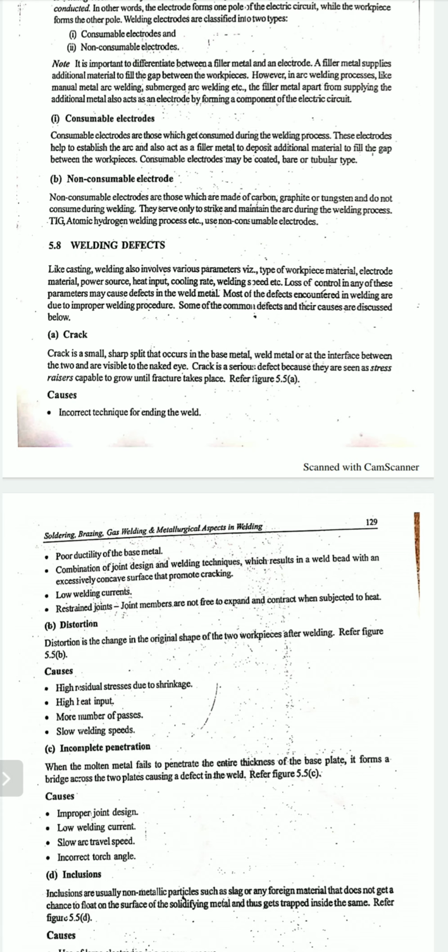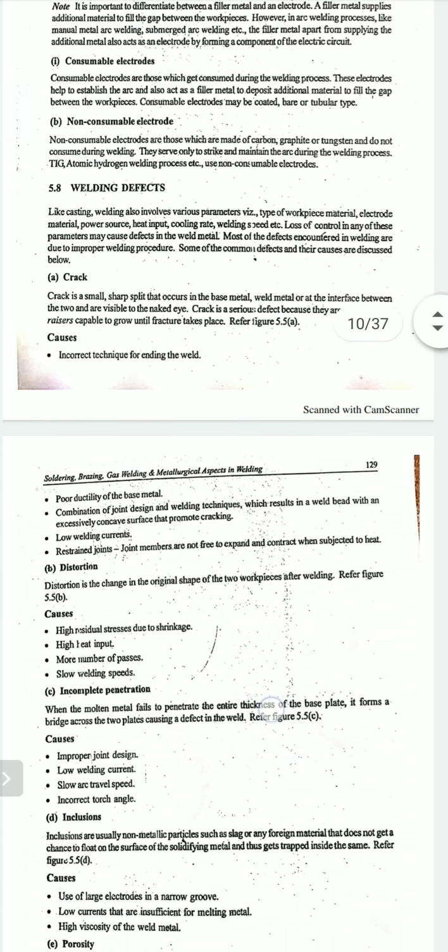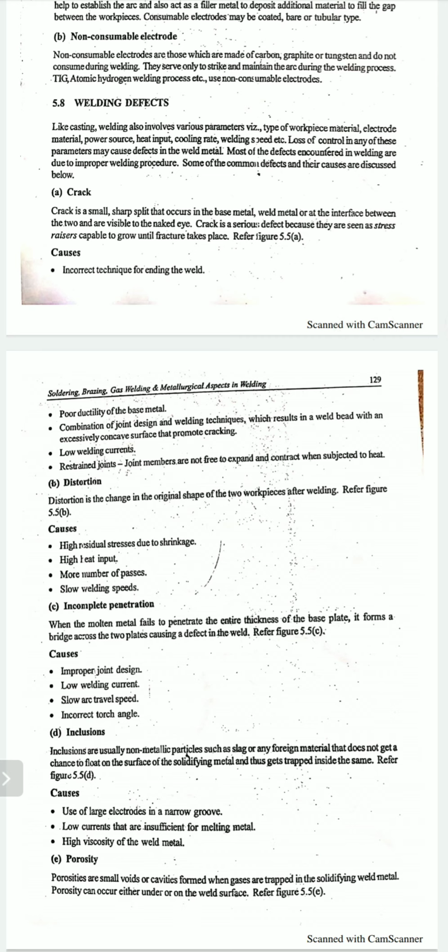Why does the crack defect occur in welding? These are some of the reasons. Incorrect technique used in doing the welding. There is a proper method and technique for doing the welding. If it is not done in that manner, or an improper technique is used, a crack may occur in the weld deposit. Poor ductility of the base material, the material which is going to be joined, having less ductility, is also a reason the crack may occur in the welding.